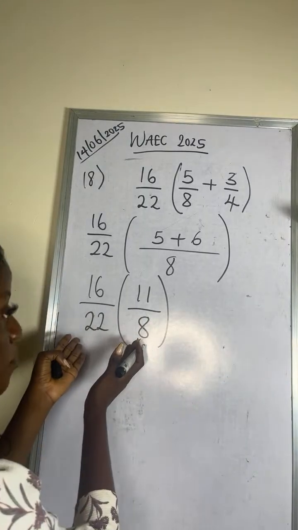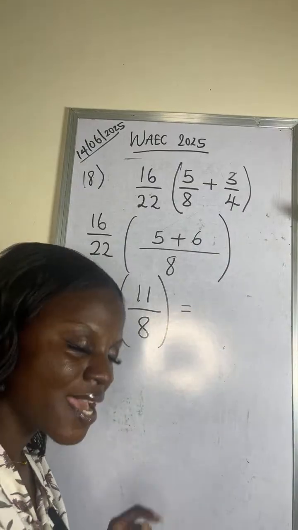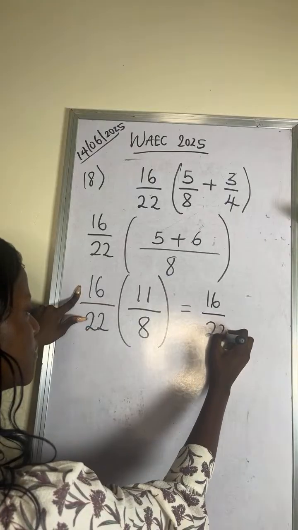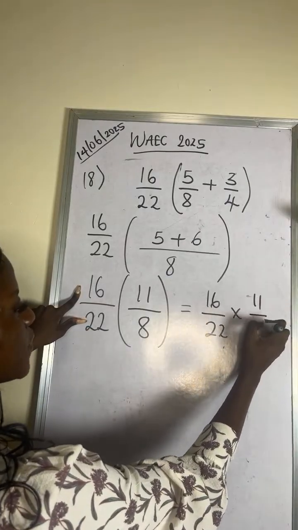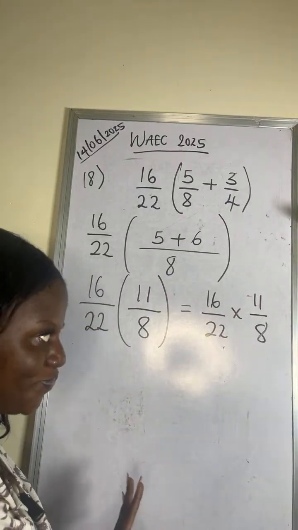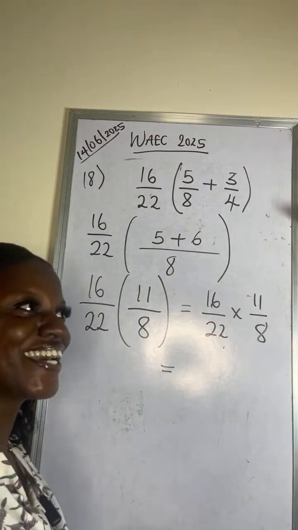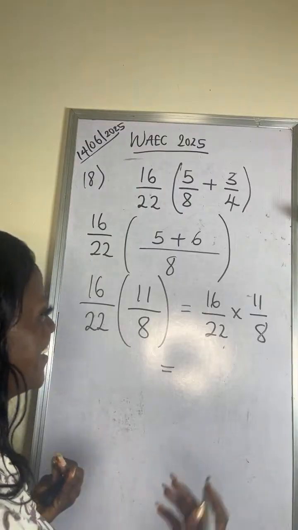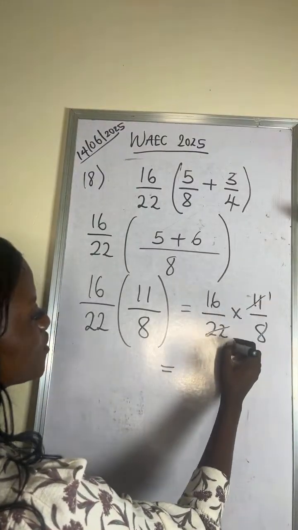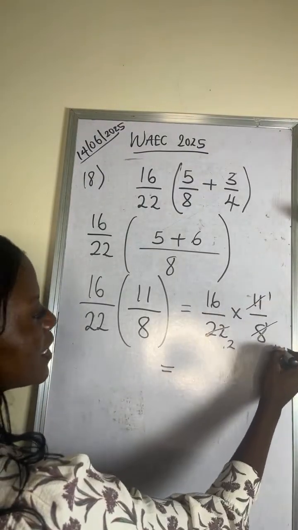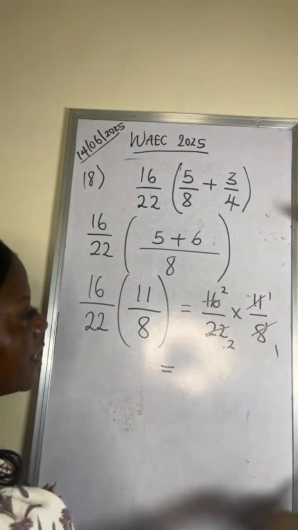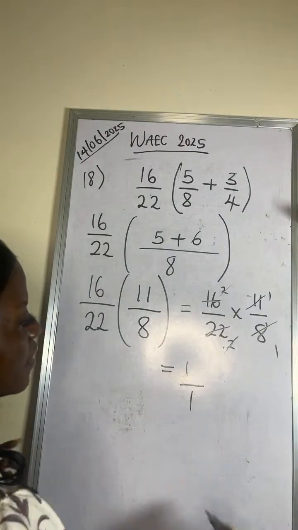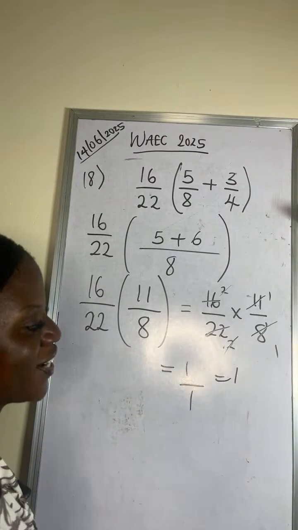So now you can multiply, because remember we said bracket represents multiplication. So 16 over 22 times 11 over 8. Okay? Why am I so excited? It feels like I'm in secondary school again. So 11 can go in 22 twice. 8 can go in 16 twice. 2 can still go in 2. And then you're left with just 1 over 1. And then you have 1.